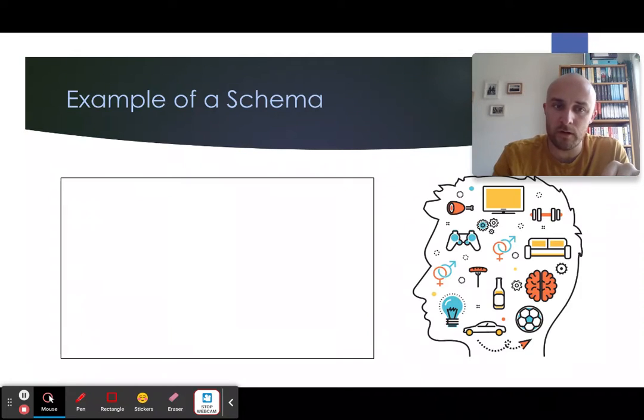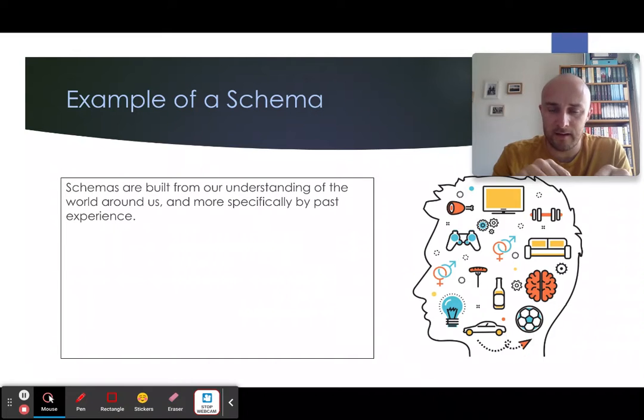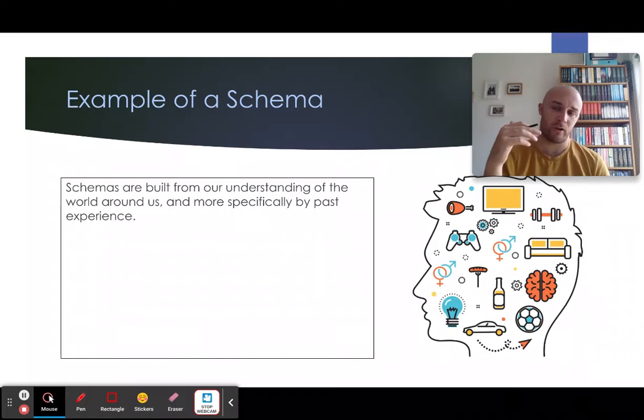So what I also want to go through here is an example of a schema, and then go through the changes of a schema. Now, again, you're not going to get asked questions on this, so you don't need to know this for an exam question, but it's really going to help your understanding of a schema, because I think that's something that students tend to struggle with quite a bit.